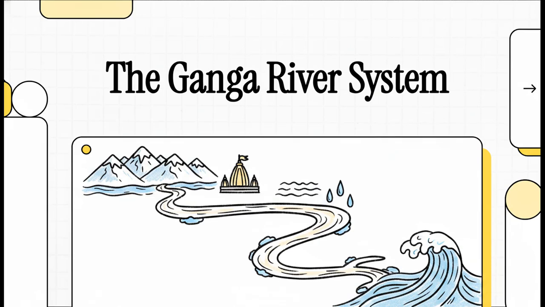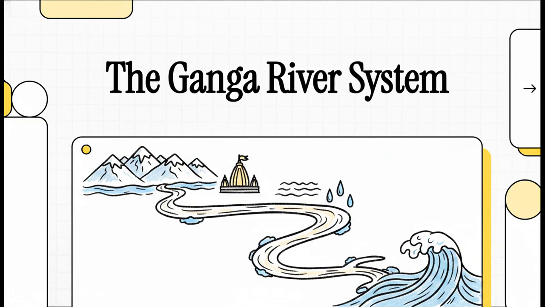Today, we're jumping right into a truly epic geographical journey. We're going to map out the sheer scale, the immense cultural significance, and the complex hydrology of North India's ultimate lifeline, the mighty Ganga River system. If you've been looking for a perfectly structured mental map of this river's path, literally from freezing high-altitude glaciers all the way down to the ocean, well, you are exactly in the right place.